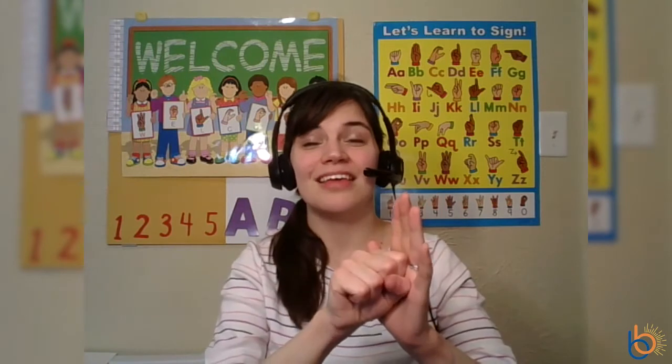So season is going to be around with the letter S. Season. To sign weather, make two W's for weather and wiggle them as you move them down. Weather. I've also seen people do it just with flat hands without the W shape. Weather. So weather or weather.